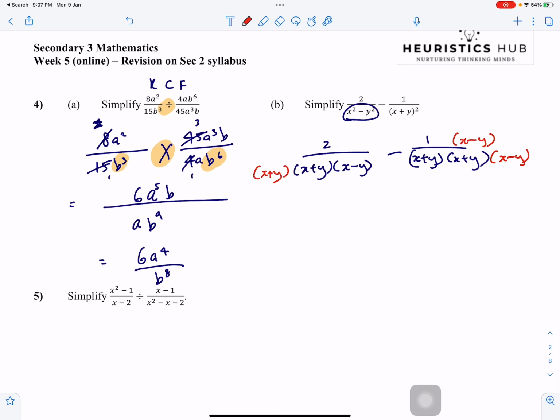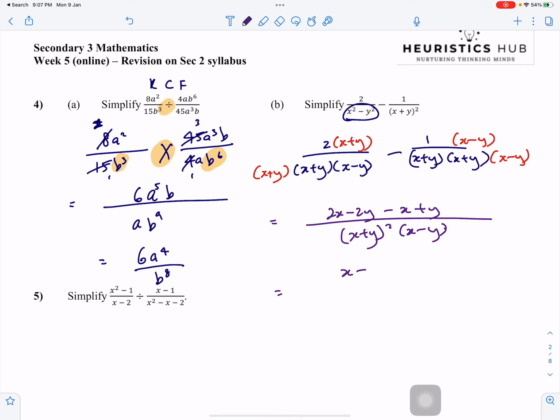Okay, all right. So it's quite a lengthy working. So you will see this is x plus y square, x minus y, 2x minus 2y minus x plus y, and there you go, you get x minus y over there over x plus y square, x minus y, you can cancel, and there you go, you get the answer.